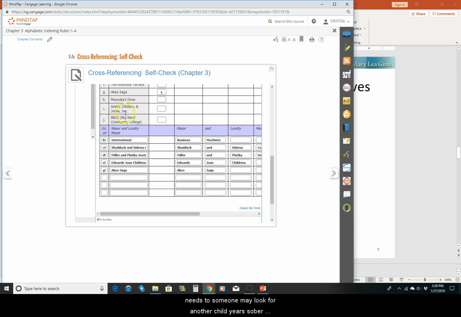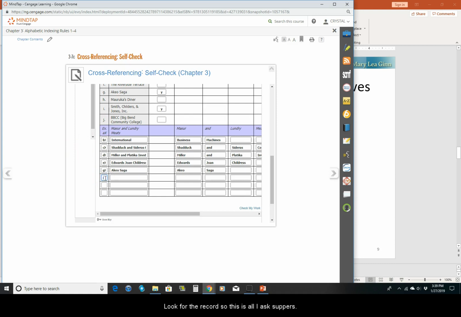Smith, Childers, and Jones, Inc. This one does need a cross-reference. As a matter of fact, it needs two. Someone may look for it under Childers, so first you would move Smith to the end: Childers, Jones, and Smith, Inc. Someone may look for it under Jones, so you'd move Jones to the beginning: Jones, Smith, and Childers, Inc. That way we have a cross-reference for every alternate order in which they may look for the partners. Now, if there were 4 partners, you would do the same thing. You would change the order until you had accommodated every order in which they could look for the record.